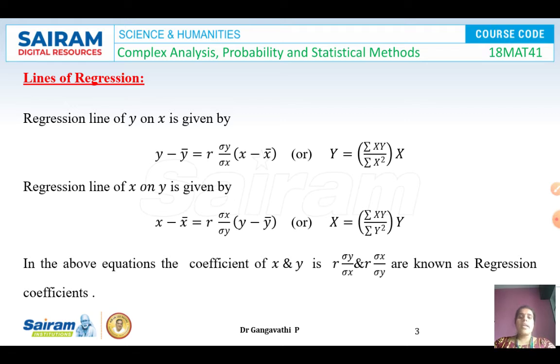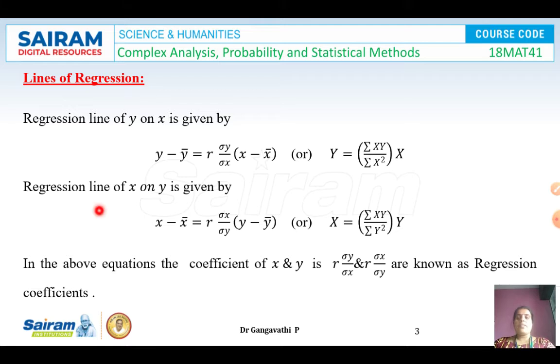The regression line of y on x is given by y minus y bar is equal to r sigma y by sigma x into x minus x bar. We can also write this, where y minus y bar is capital letter Y, and x minus x bar is capital letter X, and r sigma y by sigma x can be written as summation xy by summation x square. This is an alternate formula for the regression line of y on x.